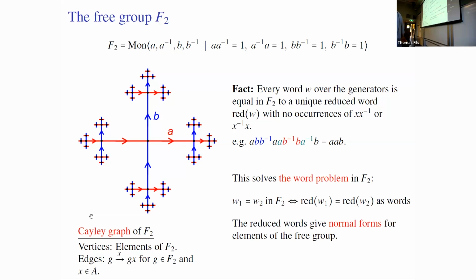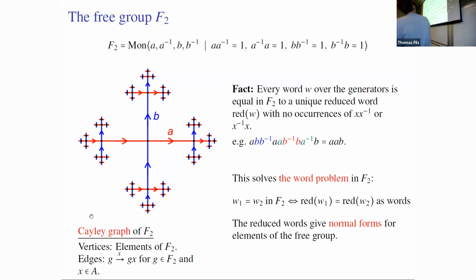It has 4 generators: A, A inverse, B, B inverse. And it has these rules which say A inverse is the inverse of A and B inverse is the inverse of B, and nothing else. So this is the freest group generated by A and B, right? But written as a monoid presentation.